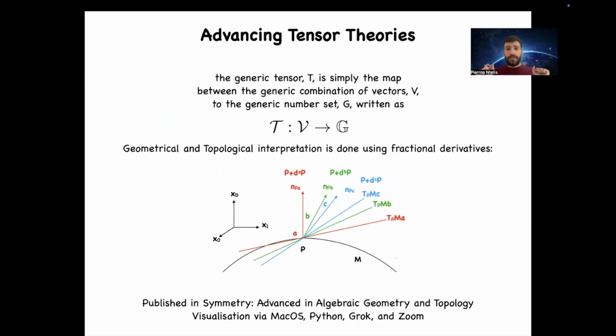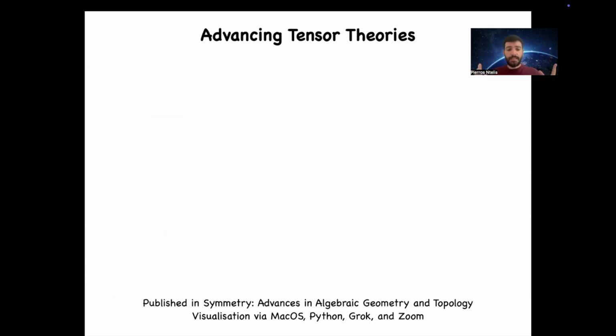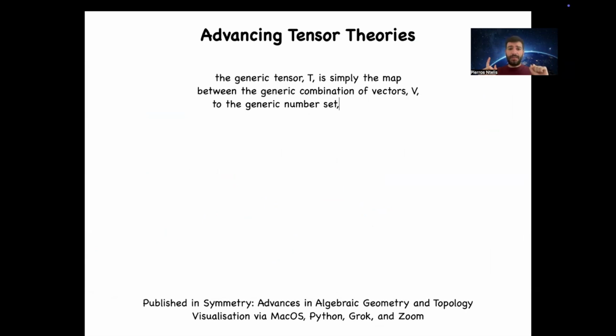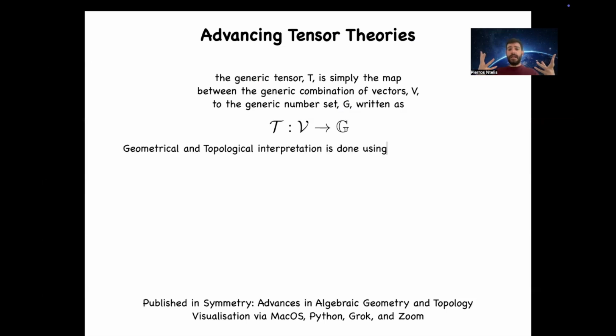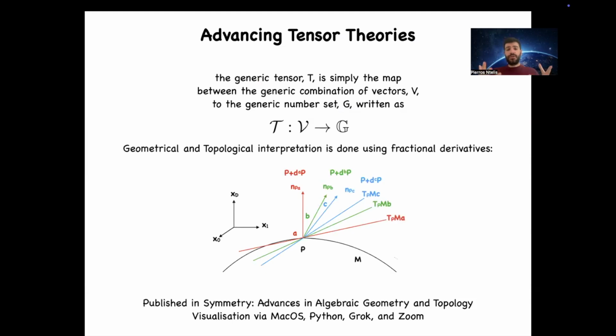Hello everyone. In this Universions episode, I would like to talk about advancing tensor theories, which is a work published in Symmetry Journal. What does this theory say? A generic tensor T is simply the map between the generic combination of vectors V to the generic number set G, written in this kind of formalism and symbolism. And this kind of symbolism has geometrical and topological interpretation using fractional derivatives, which are shown below.